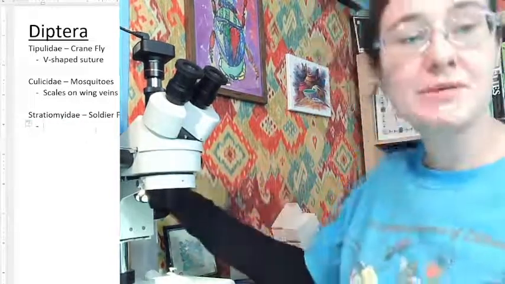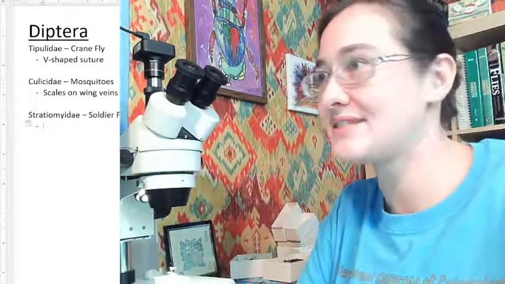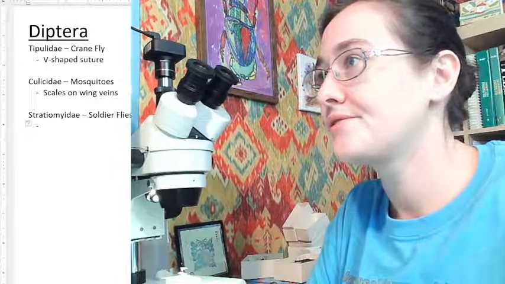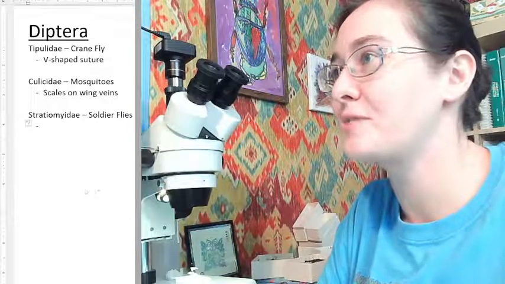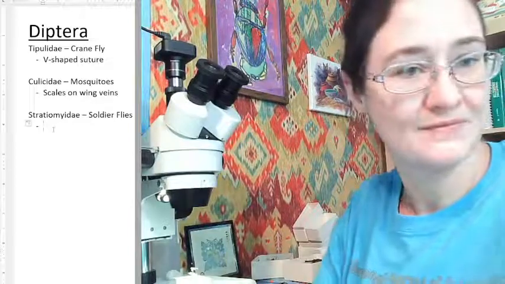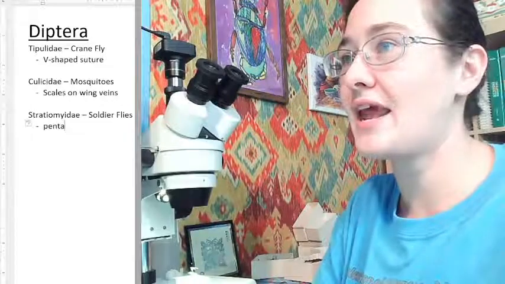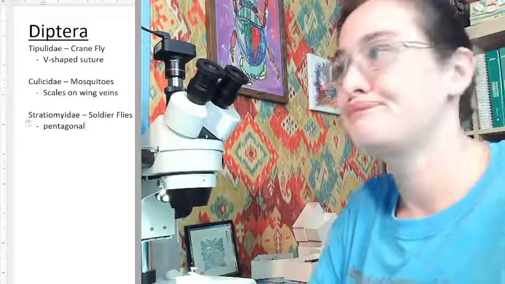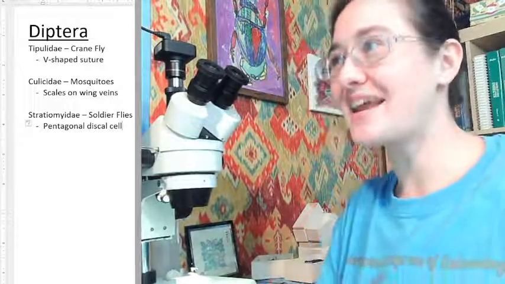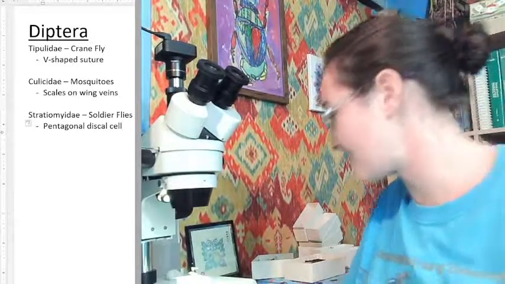Okay, and we're going to be looking at the characteristics, but I'm going to write it down so that you guys can see. I'm going to move over a little bit. Okay. We're going to be looking at a pentagonal discal cell. It's really hard to say it any other way, but I swear it's not that difficult to see once we start looking at them.